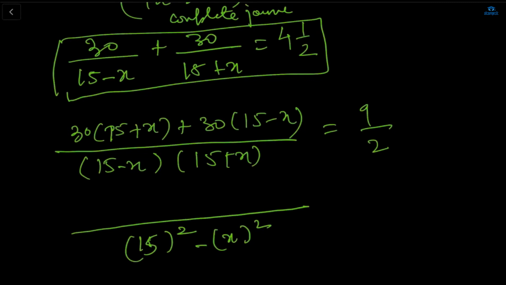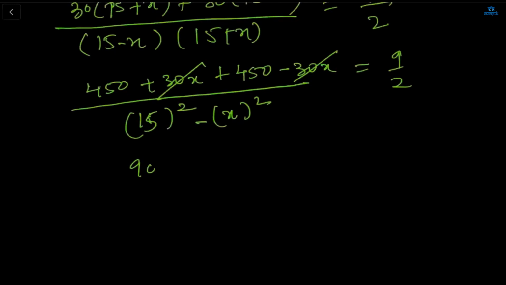30x plus 450 minus 30x. 9/2. This will be cancelled. Okay. And 450 will be your 900 upon 15 square minus x square is equal to 9 by 2. Now you are going to cross multiply. So it will be, okay.